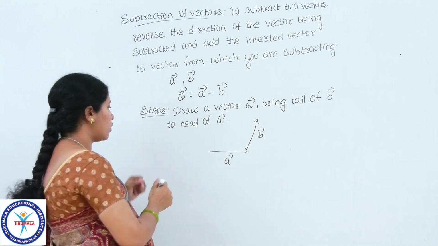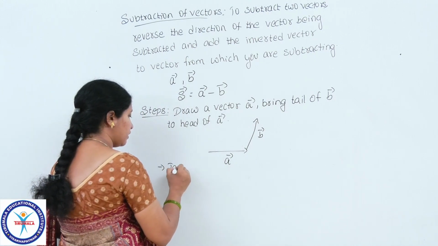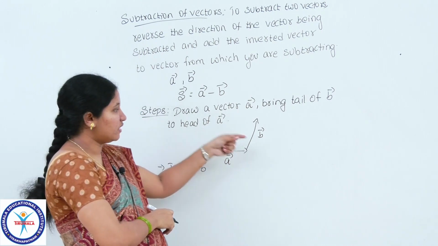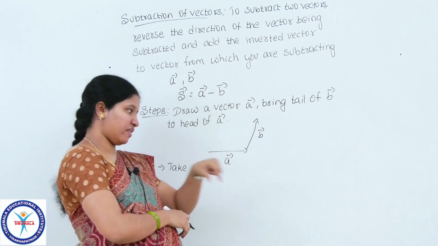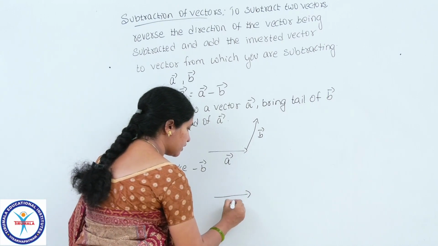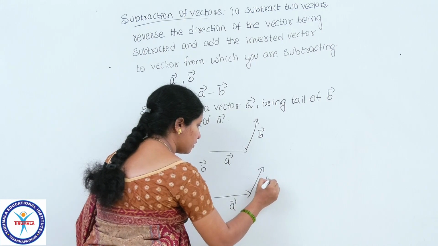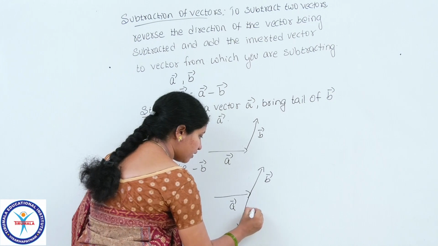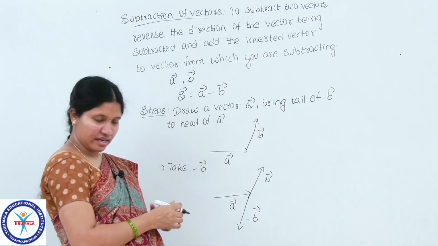So, now what we shall do is take minus b bar, means invert the direction of the b bar vector. So, now you can write the diagram as we are inverting the direction, we get minus b bar in this direction.